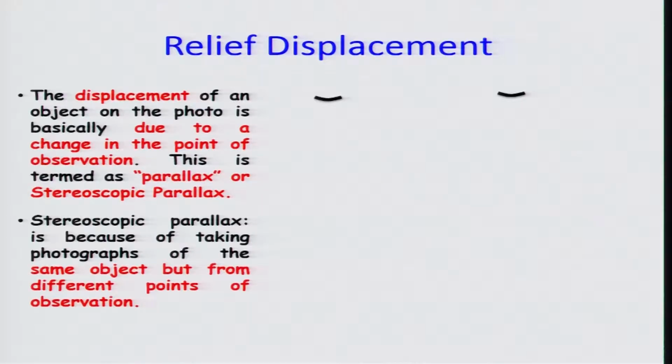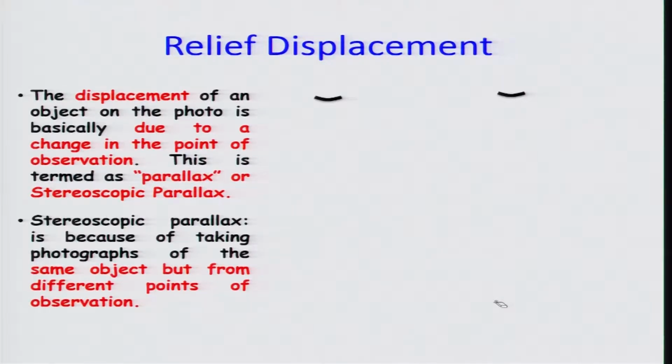For example, suppose there is a building here, and you are trying to view it. These are your two eyes, and from here you are viewing this one, and from here you are viewing this one. So, you are viewing the building from different points of observation. That will give you the relief displacement.